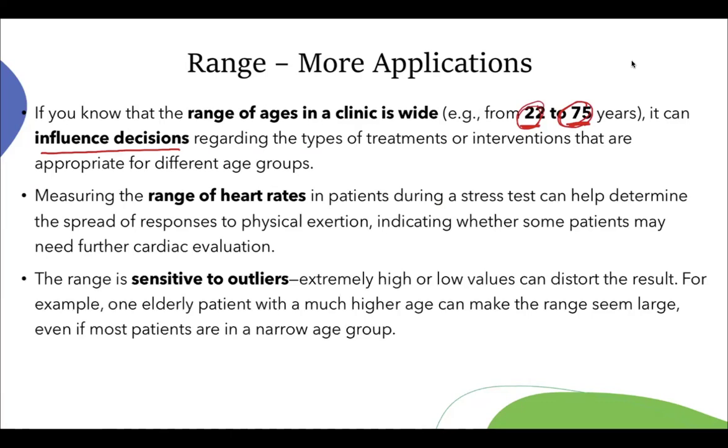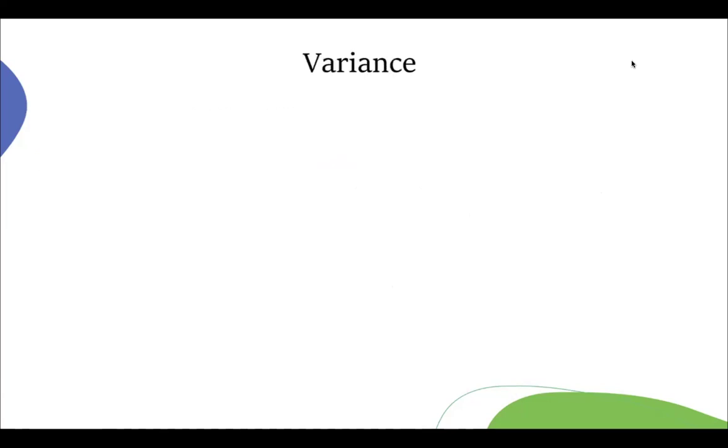The range is very sensitive to outliers. Extreme high or low values can distort the result. So, for example, one elderly patient in a group with a much higher age can make the range seem large, even if most patients are in a narrow age group. So the range doesn't tell us everything, it just tells us about the two endpoints of a data set. So that's why we do need more for measuring variability.